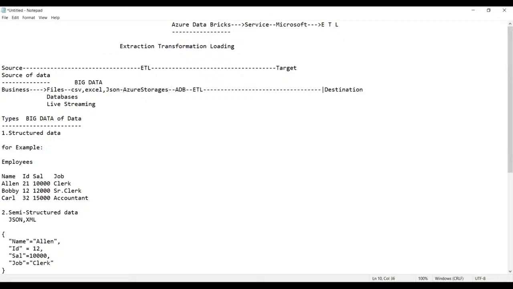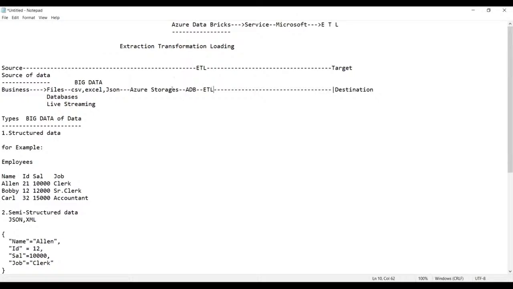Can you see here? We extract the data from external sources, whatever external sources we have, and we store that data into the Azure storages. Then we use ADB on these Azure storages and perform extraction, transformation, and loading. Extraction, transformation, and what? Loading, ultimately. Clear now, guys, everyone?